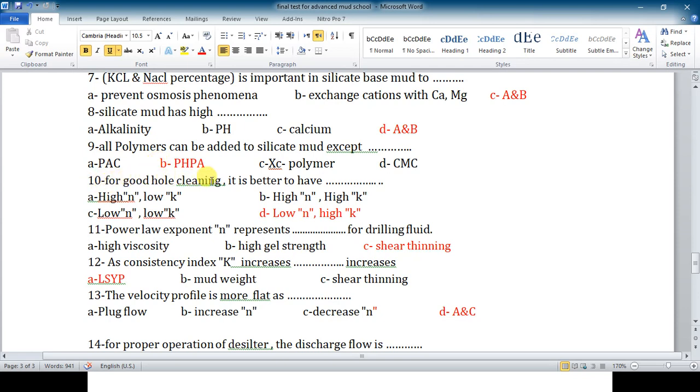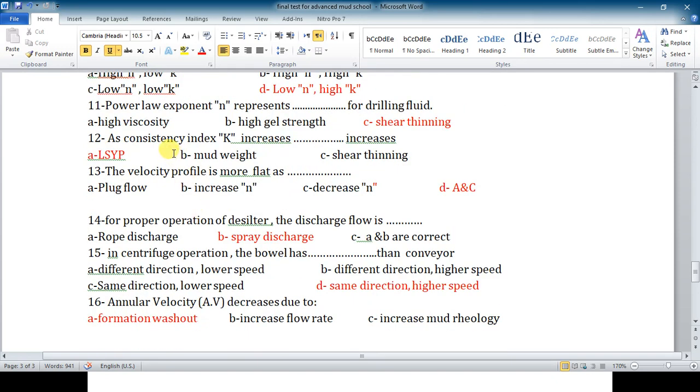Number 10, for good hole cleaning, it's better to have, as I told you, low n to get a plug flow and the high K to get high low shear yield point. So the good hole cleaning is to have low n and high K. Number 11, power law exponent represents the shear thinning of the drilling fluid. Number 12, as the consistency index, or K, increases, the low shear yield point increases. Okay, so number 12 is very important.